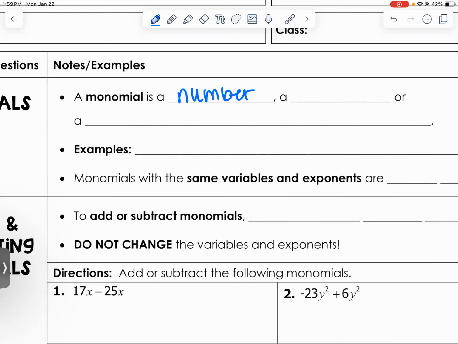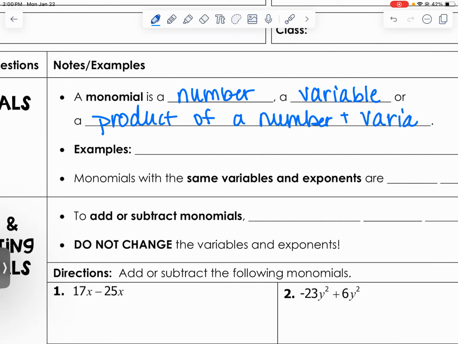or it is one variable, or it is one product of a number and variable. It's an and.